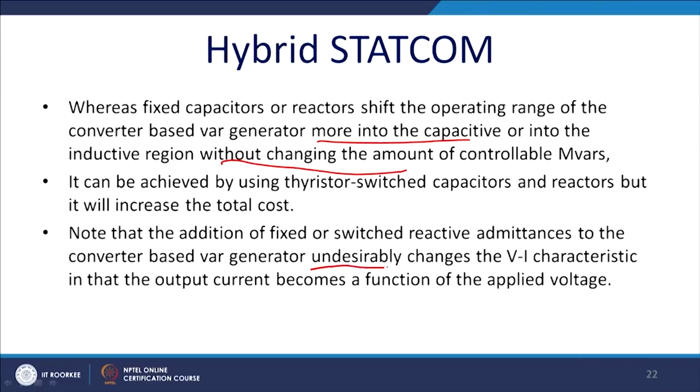Note that the addition of the fixed switched capacitor or admittance due to this converter based generation undesirably changes the VI characteristics, and the output current becomes a function of the applied voltage. Problem lies here, so what we have said is that it can actually compensate at a very low power factor and very low voltage. So, these features actually will be diluted if you use the hybrid Statcom, but you can increase the reactive power handling capability of this transformer.